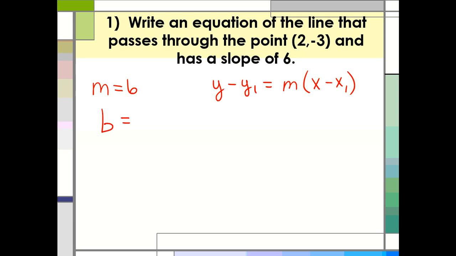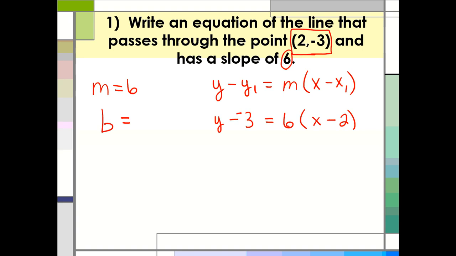When you have this format, you can replace what you have with the information that you're given. If I have a point, that point is going to become my x1, y1. And if I have a slope, I'm going to replace my m value with that slope. When I work this out, it should come out to slope-intercept form. So we would have y minus, y1 is negative 3, so y minus negative 3 equal to 6 times x minus 2.